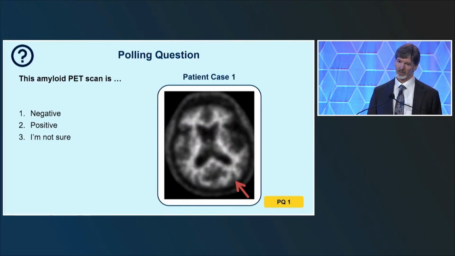So I've got some polling questions for you. We're going to do a quick run through some cases, and you'll have your iPad to answer these. The amyloid PET scan shown here is negative, positive, or you're not sure?